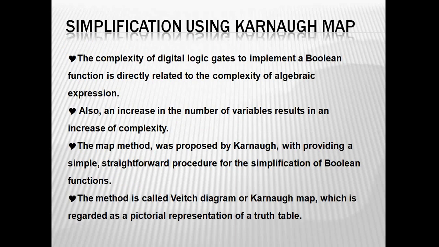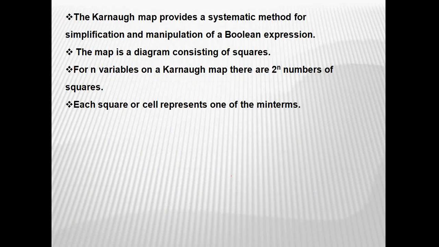Next, we are going to simplify our Boolean function using Karnaugh map. In the previous method we used logic gates or Boolean algebra. When the number of variables increases, the simplification becomes complex to solve. So the next method was proposed by Karnaugh, so it is known as Karnaugh map. It's a straightforward procedure which is regarded as a pictorial representation of the truth table. The Karnaugh map provides a systematic method for simplification and manipulation of a Boolean expression.